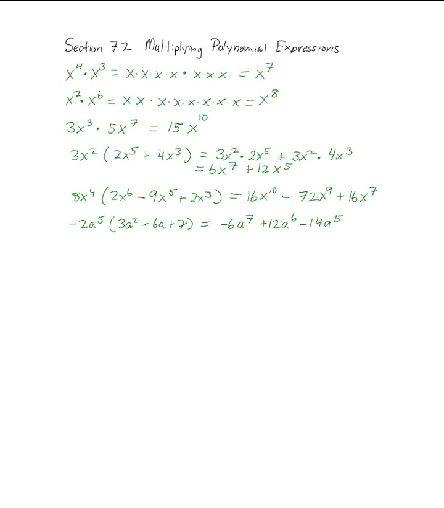All right. The other thing we do in this section is we multiply, say, a binomial times a binomial or a binomial times a trinomial. It's not much harder. I take 3x plus 6 times 2x minus 4.